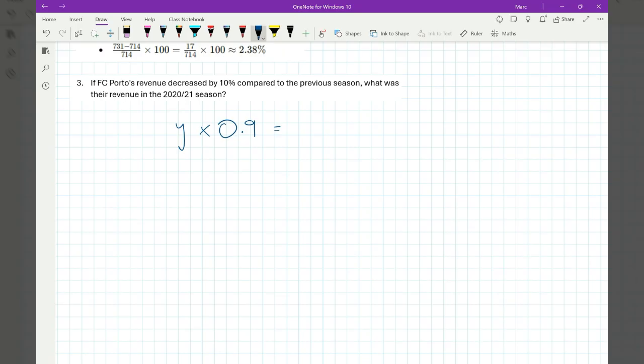So we need to know the value for their revenue. If we look at the graph, we've got it in table 1. Revenue for Porto is 144. So we then do 144 divided by 0.9. That gives us 106. That's quite a nice round number. And that's million euros.